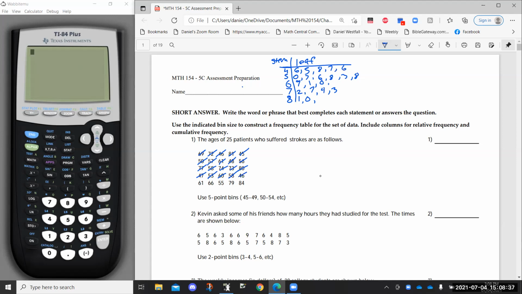46, 61, 66, 55, 79, and 84. All right, now alternatively, if you have technology, you could have entered everything into your calculator, stat edit.